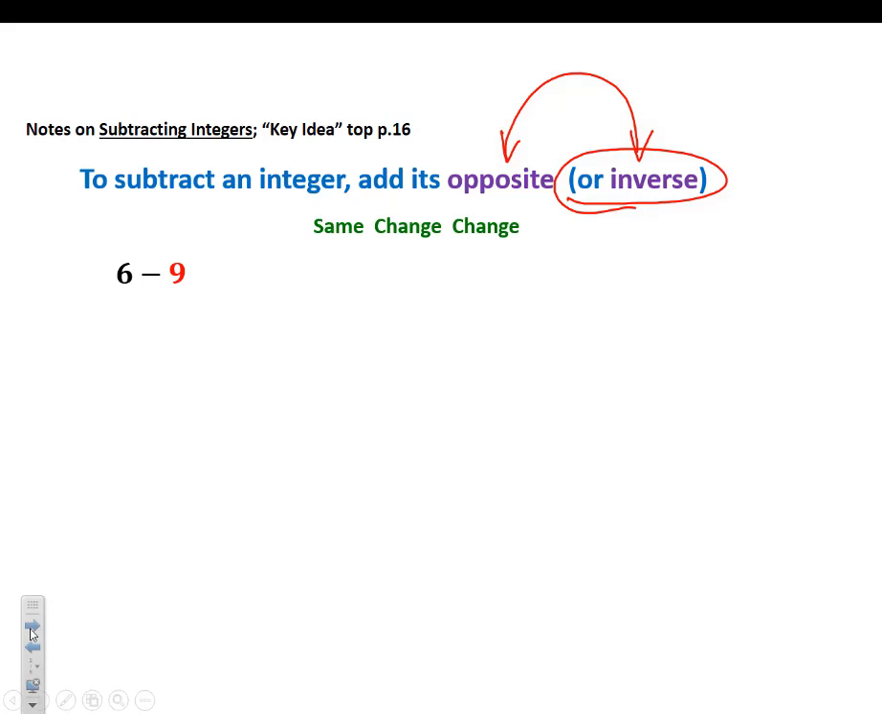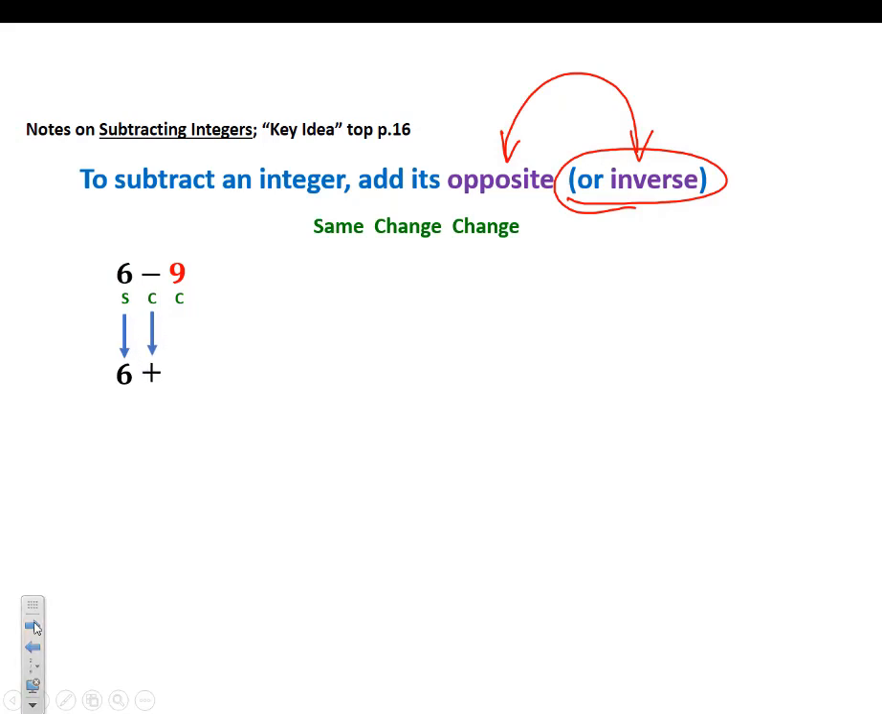So before I look at the signs, I've got to change that subtraction to adding the inverse or adding the opposite. And how do I do that? Same, change, change. So I write those letters underneath the parts of this problem, SCC for same, change, change. Here's what it means. That 6 term is going to stay the same. That positive 6 is still a positive 6. And then I'm going to change from subtraction to addition because we're going to add the inverse.